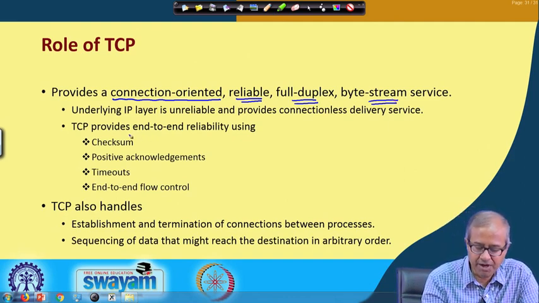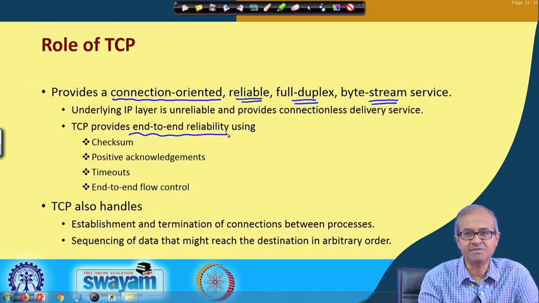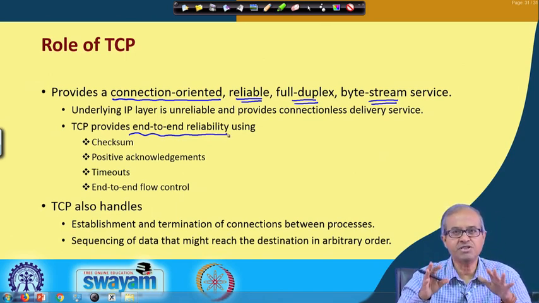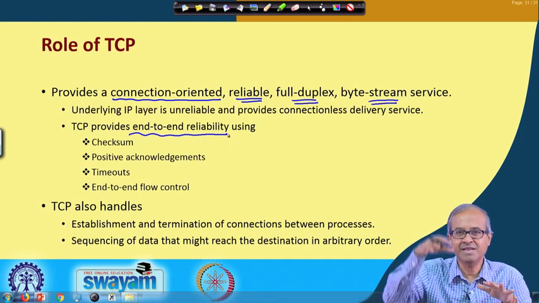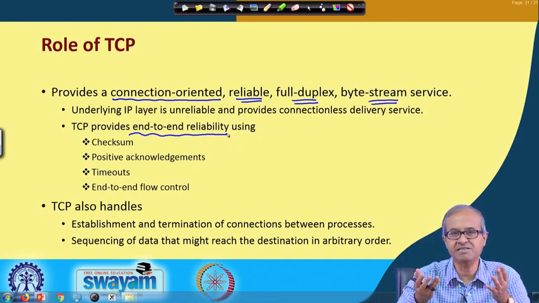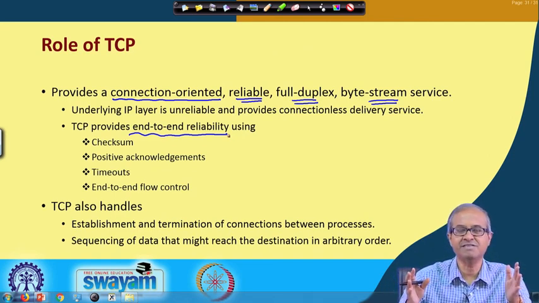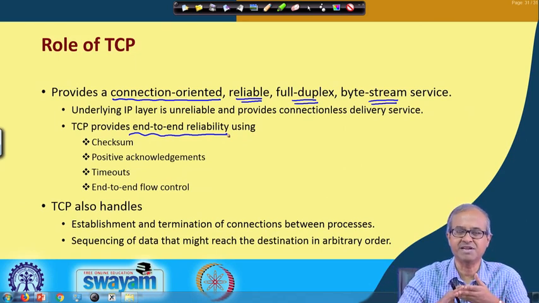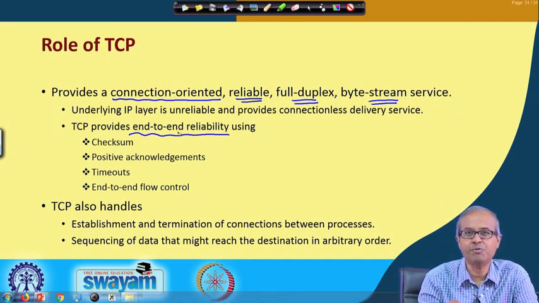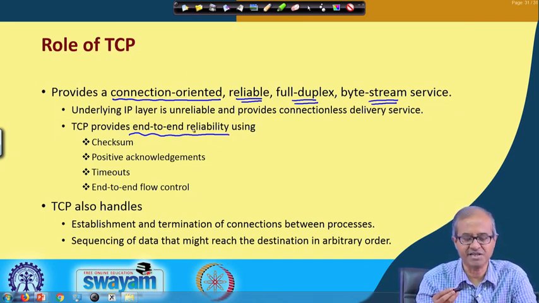So, to provide this end to end reliability that TCP provides, the applications that use TCP do not have to care about anything. They assume that the network is very reliable, there are no errors, and everything that I send will be received correctly by the other end. But it is actually the TCP layer which handles all errors and tries to recover from the errors.